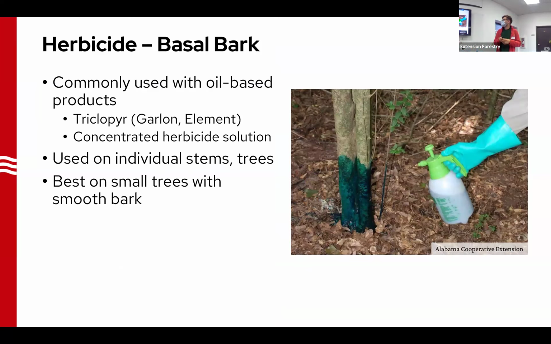Typically, I would say below 6 inches DBH is a good cutoff point for basal bark. Below that, good to do. Above that, maybe better to do the cut stump treatment.